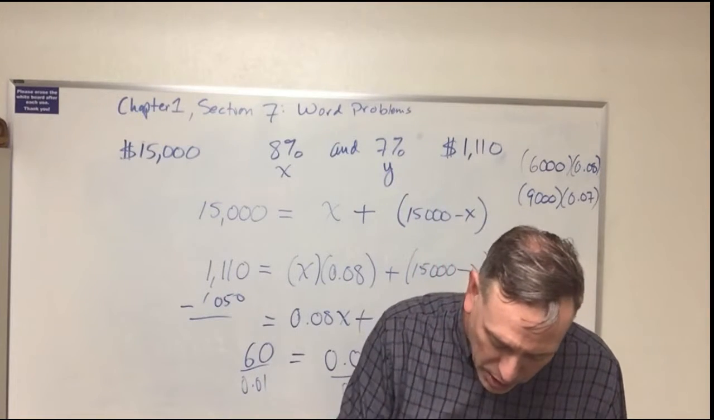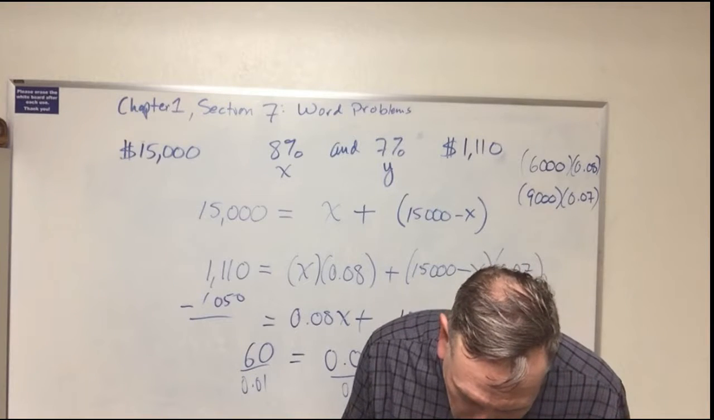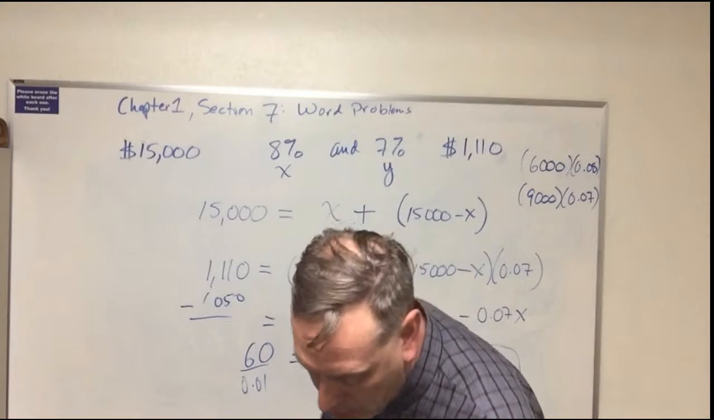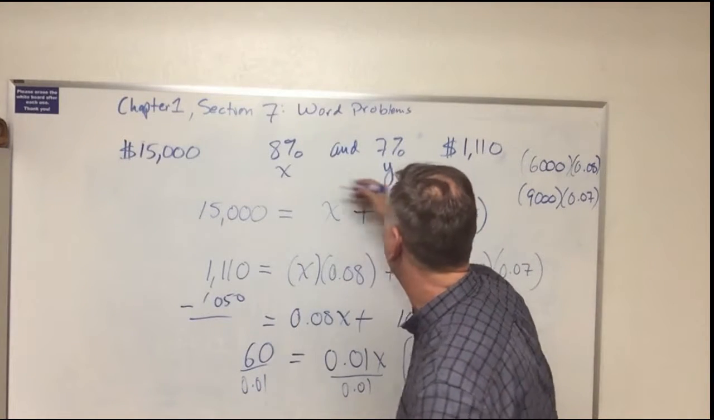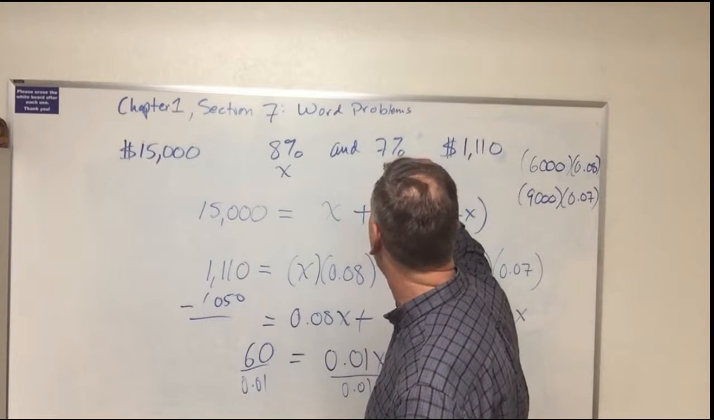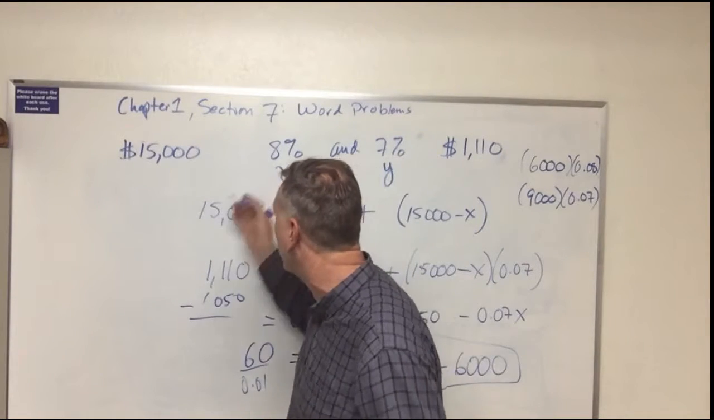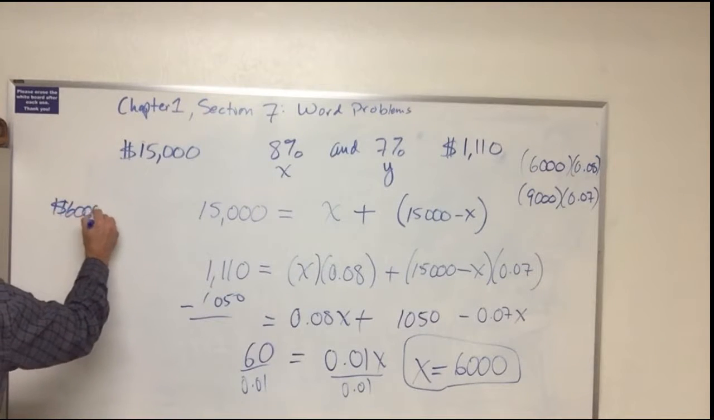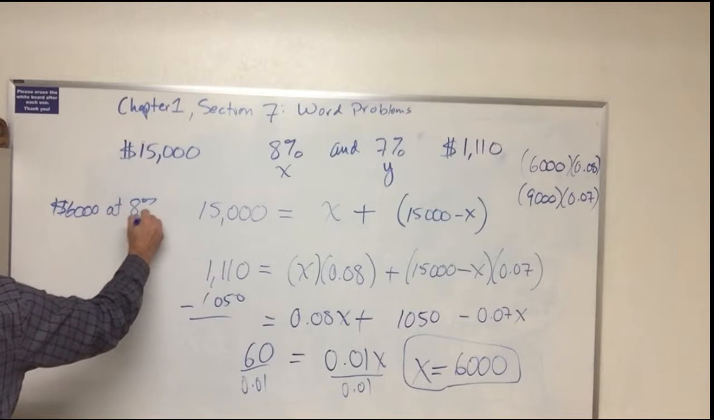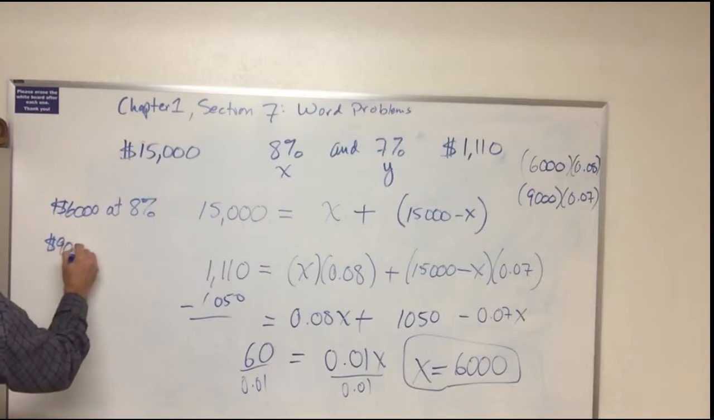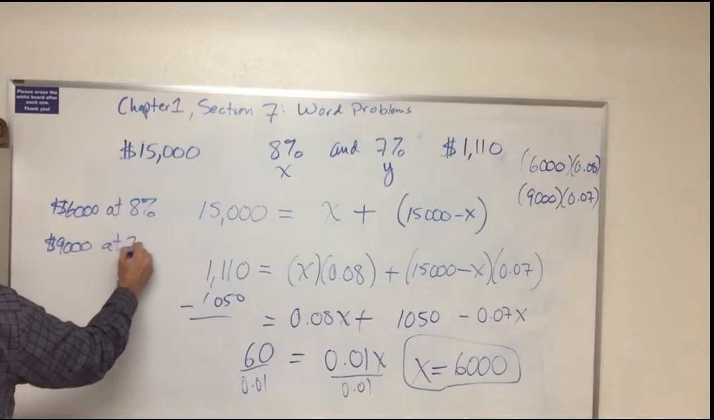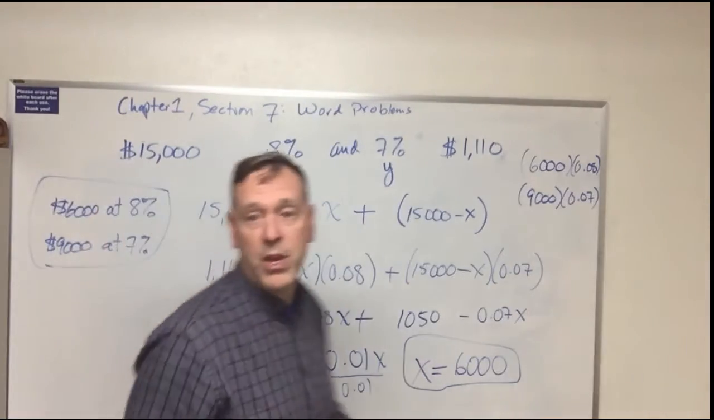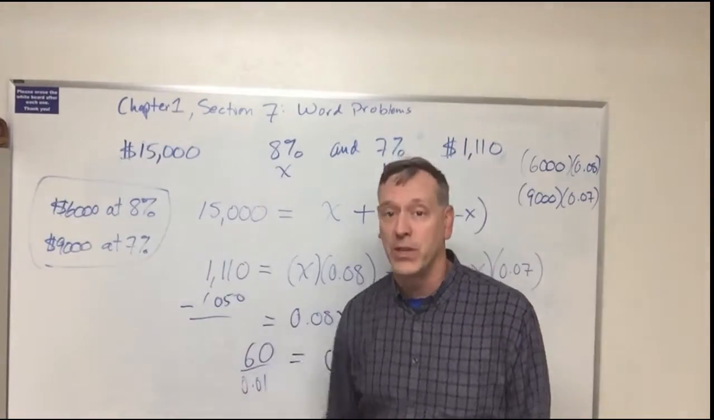Now we need to go back and look at the question. What we're asked is, how much did she invest at each rate? And so the answer is $6,000 at 8% and $9,000 at 7%. That would be the final answer to this question. Now, you have to be able to do this problem, because there's going to be one like this on the test.